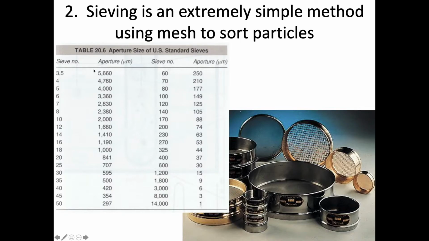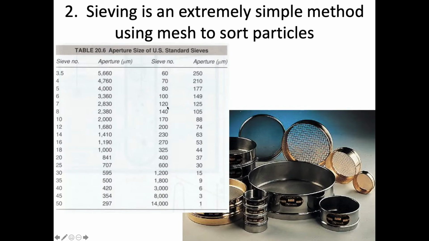There's a U.S. sieve standard, and so a given number, for example 3.5, will correspond to a particular aperture opening. You can see that this is a relatively low number, 3.5, and it has a relatively large aperture opening, 5,660. And that's in microns. If you convert that, that's basically 5.7 millimeters. So that's pretty big, right? We're talking basically this size.